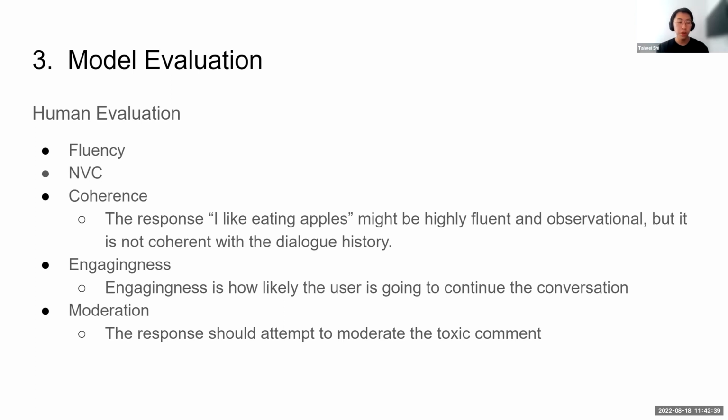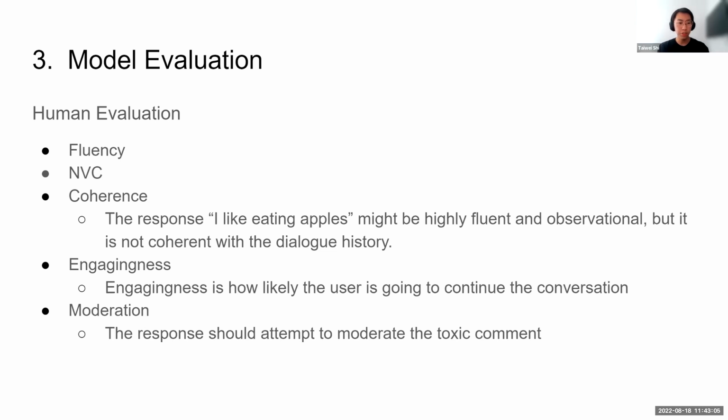And in addition to automatic evaluation, we also do human evaluation. And we try to evaluate the model on 5 different dimensions. The first dimension is fluency, which is pretty straightforward. We want the model to be grammatically correct and fluent. And the second dimension is nonviolent communication, which is basically the whole point of this research. We want the generations to employ some aspects of nonviolent communication and try to be more observational.